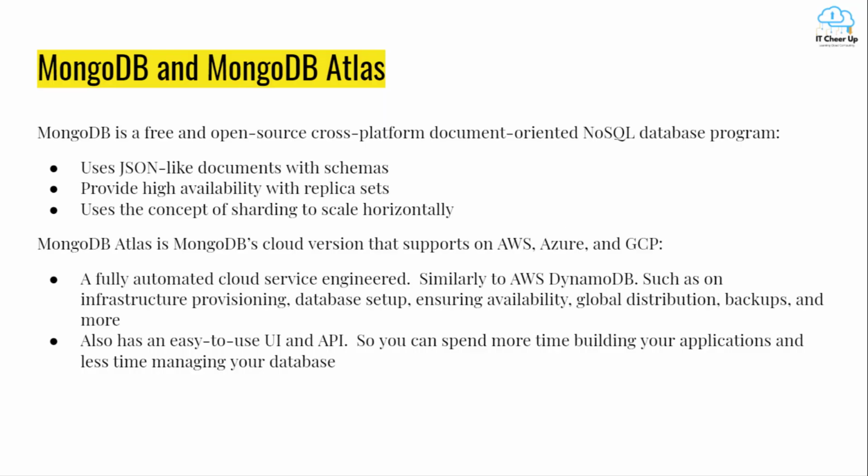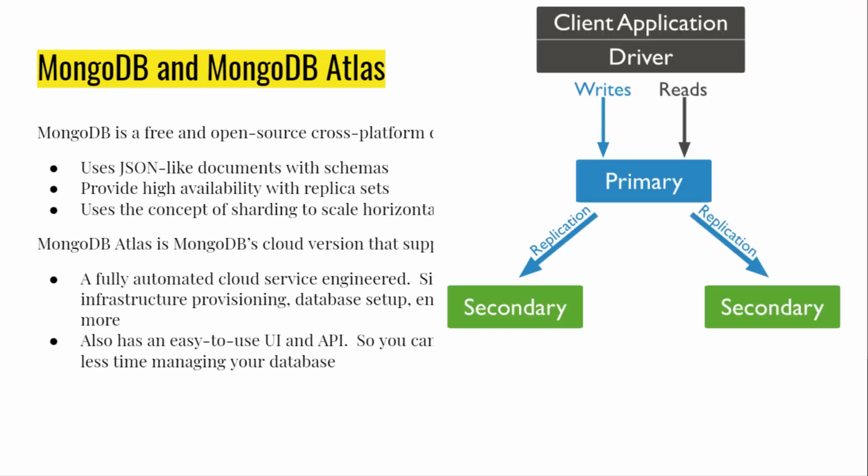MongoDB is a free and open-source cross-platform document-oriented NoSQL database program. It uses JSON-like documents with schema to store the data. MongoDB can provide high availability with replica sets. A replica set consists of 2 or more MongoDB instances. Each replica set member may act in the role of the primary or secondary replica at any time.